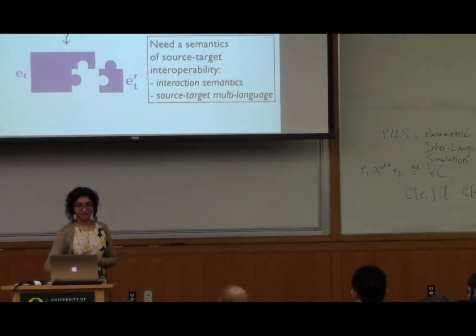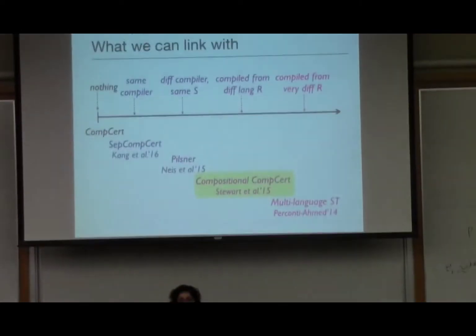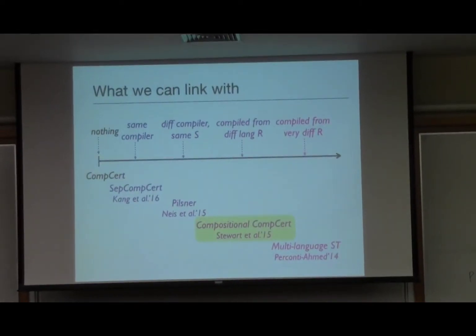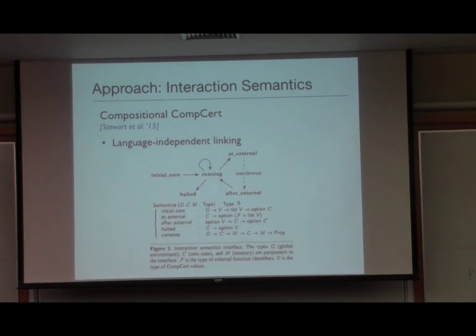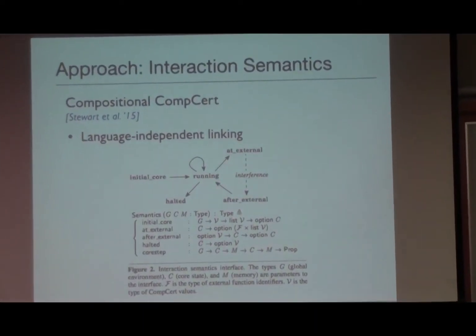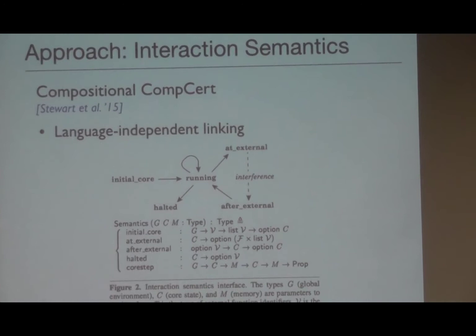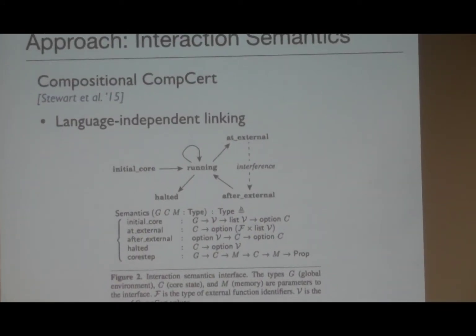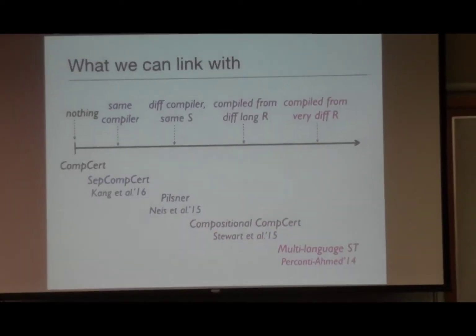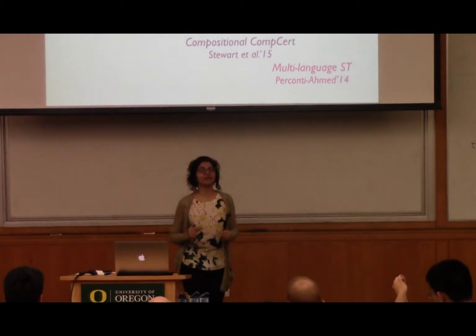Okay, so let's talk about the interaction semantics approach, which is what compositional CompCert does. So here's a picture from the compositional CompCert paper. Let me walk you through this. Okay, so compositional CompCert has this idea of language-independent linking. Before you stare at the picture too much, don't stare at the picture. Or I'll go back. Let's stay here for a second.